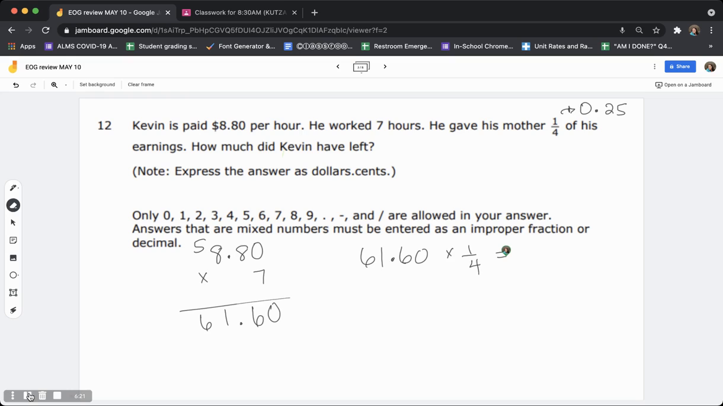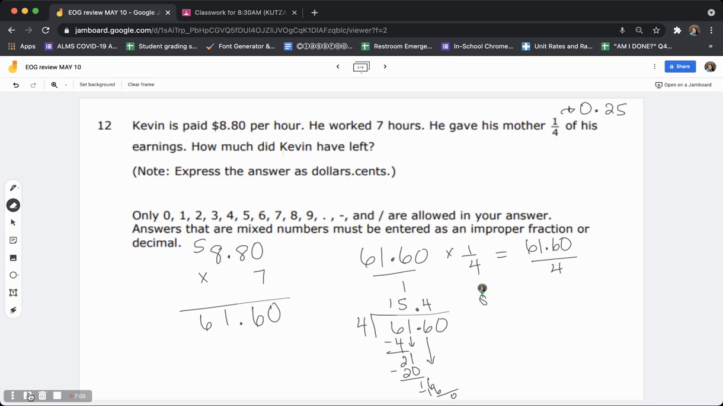Because if I take 6160 and multiply that by 1 straight across, it's going to give me 6160 over 4, which means all we're doing here is dividing 6160 by 4. So 4 goes into 6 one time. We would have 2 left over. Bring down the 1. 4 goes into 21 5 times. That gives us 20, and we have 1 left over. 4 goes into 16 4 times, and we have nothing left over. So that means he gives his mother $15.40.